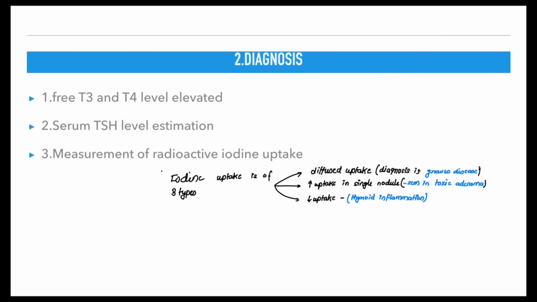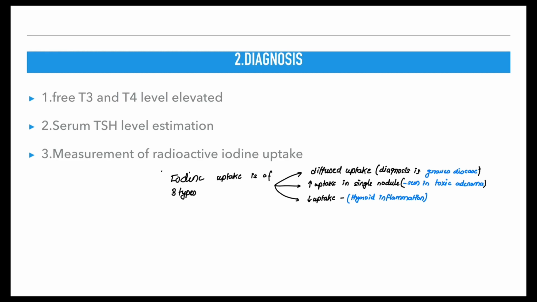Now let's move on to the diagnosis part. Once you are suspecting hyperthyroidism in the patient, on the basis of certain criteria, you have to confirm that it is hyperthyroidism or something else. Now the first point is free T3 and T4 level is elevated. Second, serum TSH level estimation. We will see if the TSH level is increased or decreased. It is often decreased in the cases of Graves' disease.